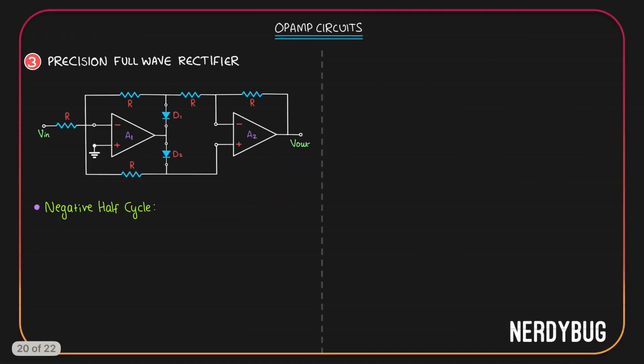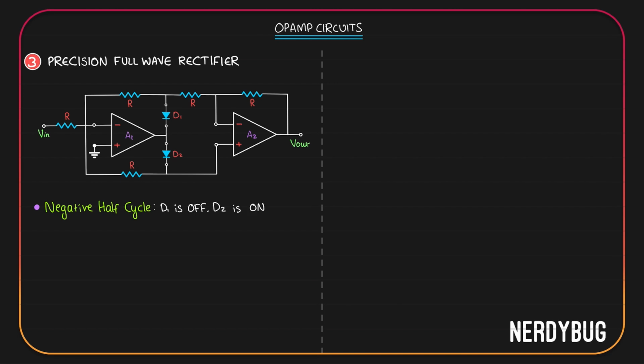Let us start with the negative half cycle. Input is negative. We are giving a negative potential to the inverting terminal. So at the output we have positive potential. D1 will get positive potential to the N side and negative potential on the P side. D1 will be switched off. D2 gets positive potential on the P side and negative on the N side. So D2 will be on.